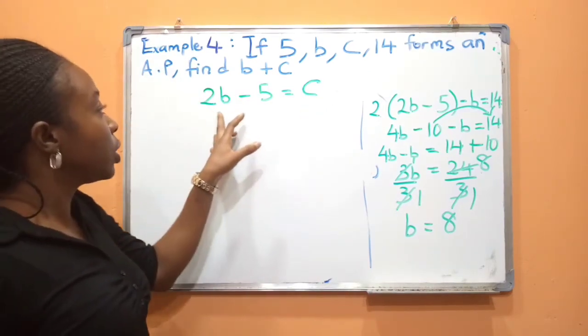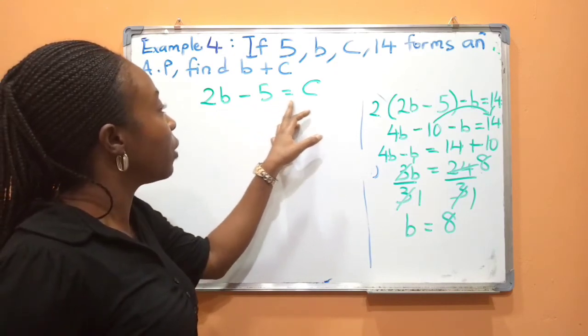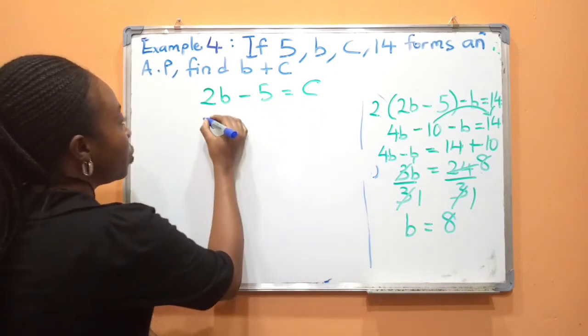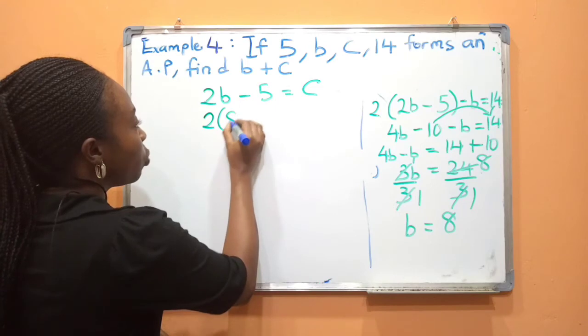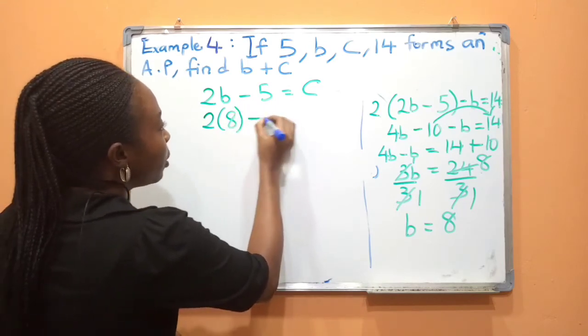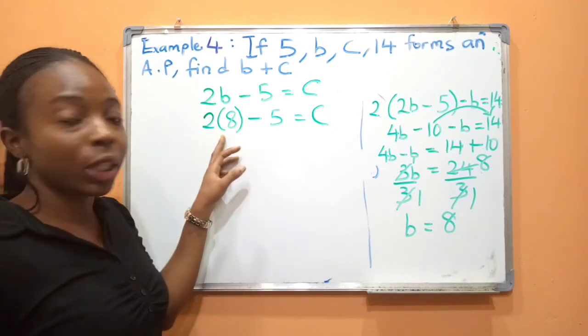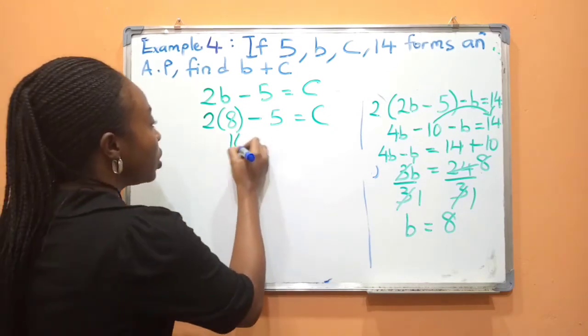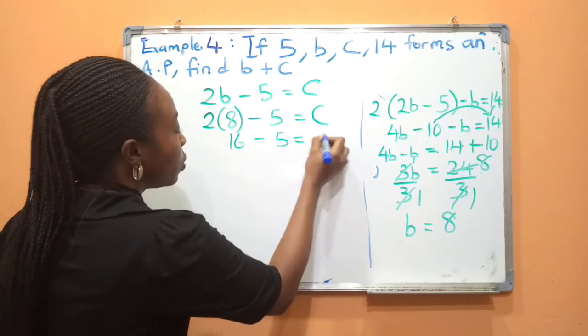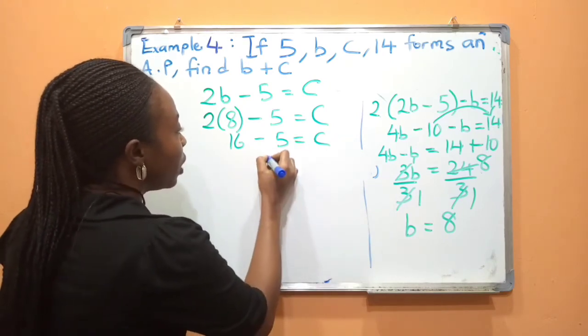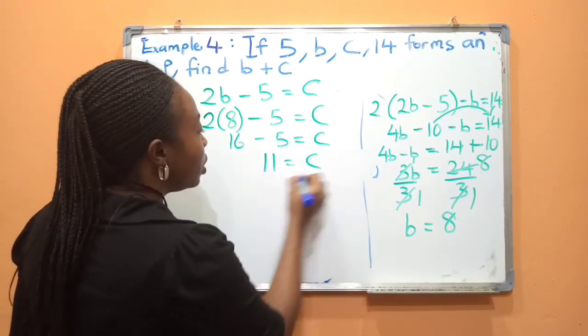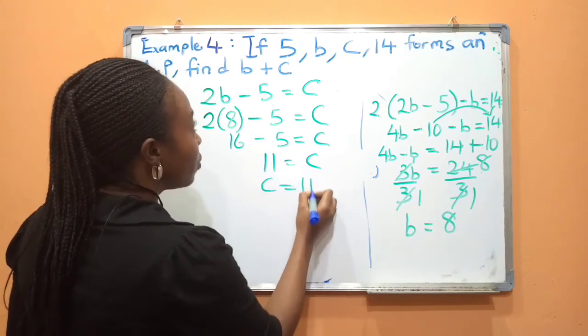So remember, the first equation says 2b minus 5 equals to c. Here's what we're going to do. We're going to have 2, open up the bracket, then we replace the b with 8, minus 5 is equals to c. Then when you say 2 times 8, it gives you 16. So 16 minus 5 is equals to c. 16 minus 5 gives us 11 equals to c. So c is equals to 11.